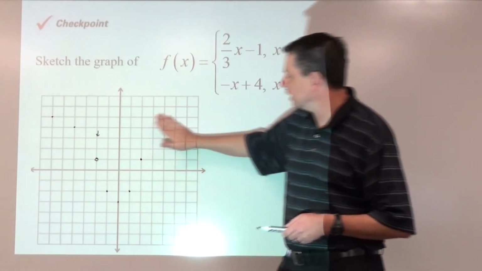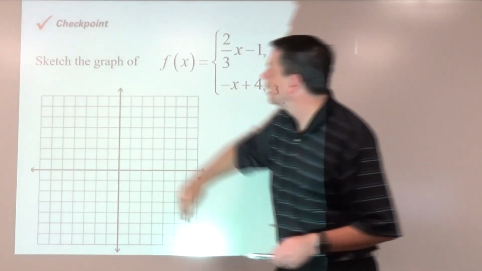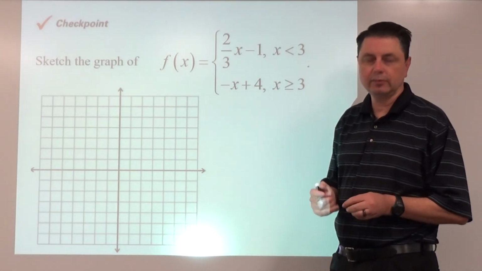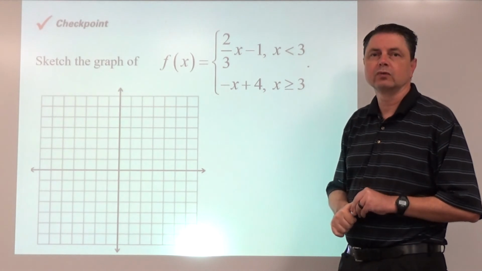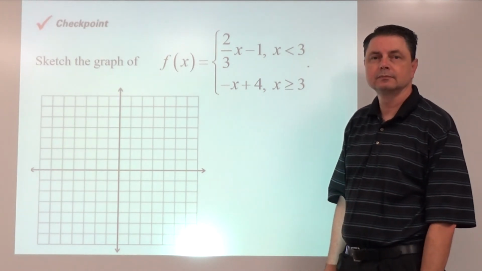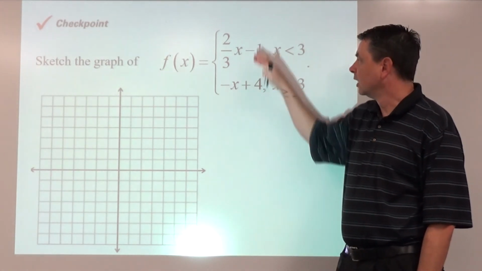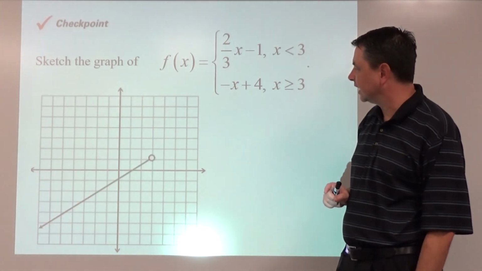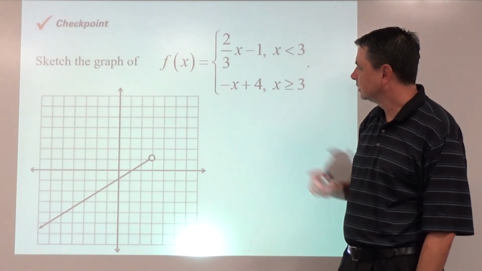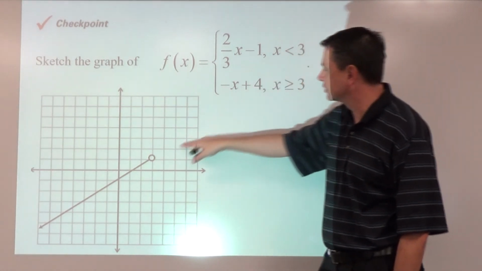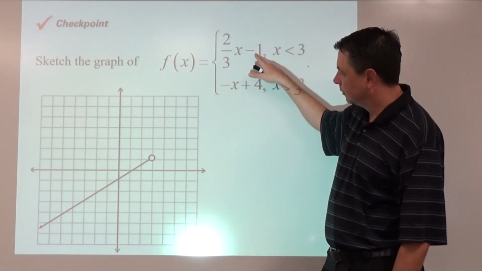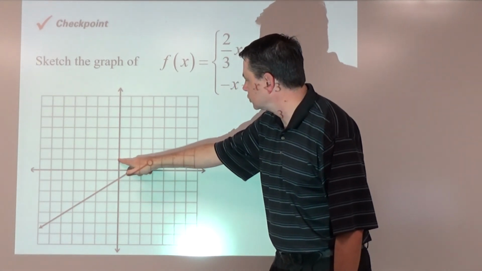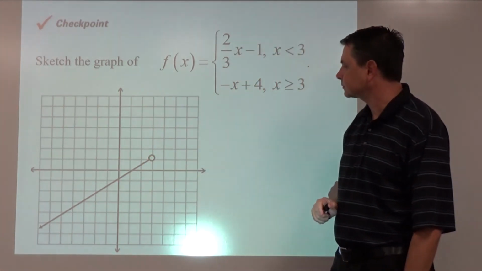All right. Checkpoint. Go ahead and pause the video here and graph this piecewise function. Resume when you're ready. All right, we've got 2 lines. I think they actually connect in this case. So we've got that first one goes to there, open circle there. The y-intercept is -1, up 1, right 3.